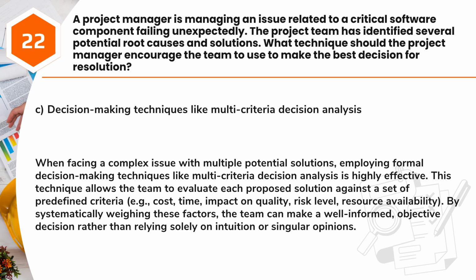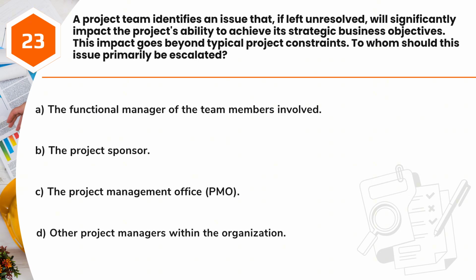Question 23. A project team identifies an issue that, if left unresolved, will significantly impact the project's ability to achieve its strategic business objectives. This impact goes beyond typical project constraints. To whom should this issue primarily be escalated? A. The functional manager of the team members involved. B. The project sponsor. C. The project management office, PMO. D. Other project managers within the organization.